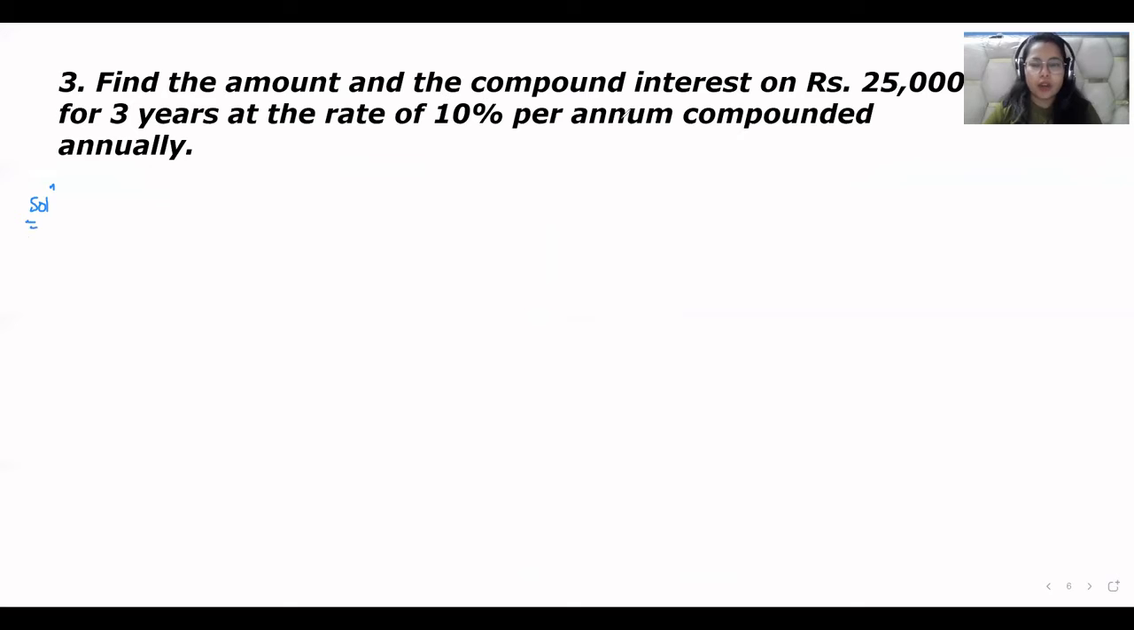Find the amount and the compound interest on rupees 25,000 for 3 years at the rate of 10% per annum compounded annually. So our principal is 25,000, the time is 3 years, and the rate of interest is 10% per annum.